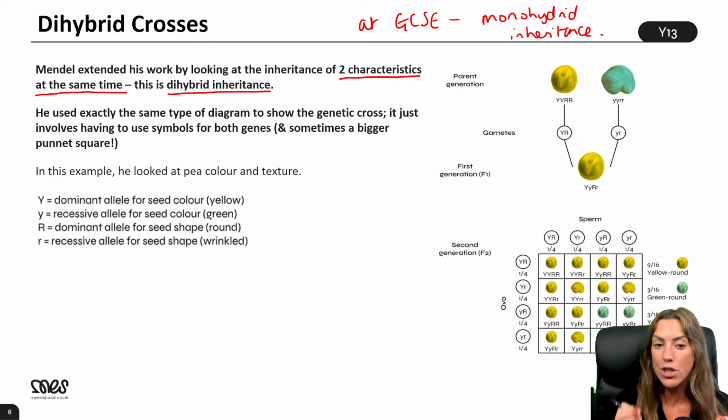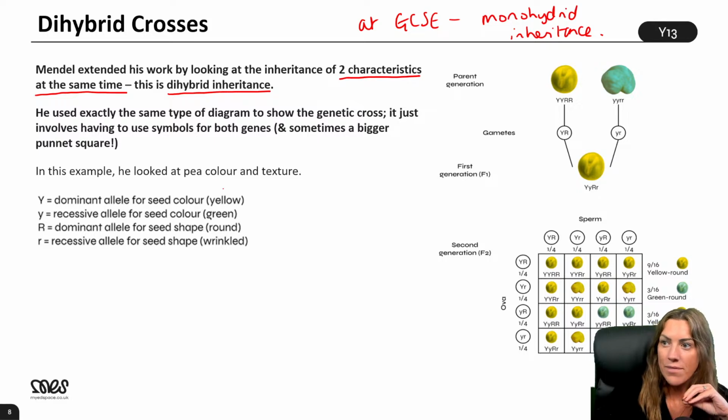But what you can do is look at the inheritance of two genes simultaneously. And this would be called dihybrid inheritance, okay? And you have to do a much bigger Punnett square, okay? So much bigger. You can see this Punnett square here is a 4x4 Punnett square. Now, we're not really going to do anything on this slide. This is just an example. We're going to do some on the next slides.